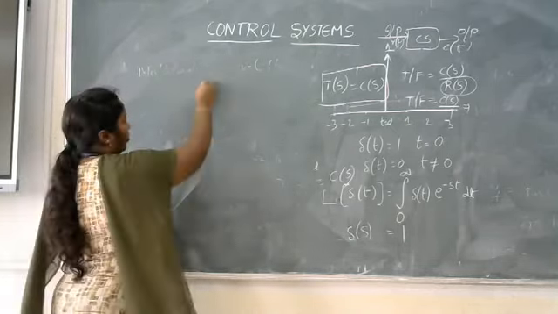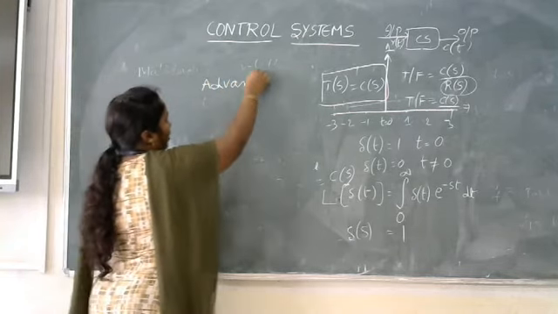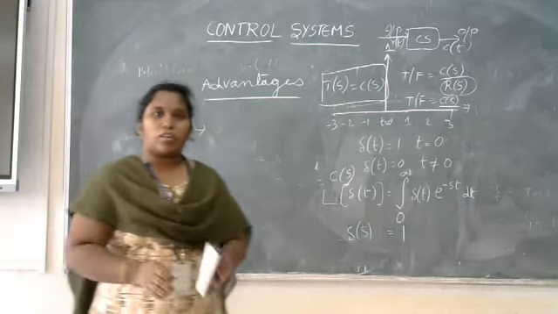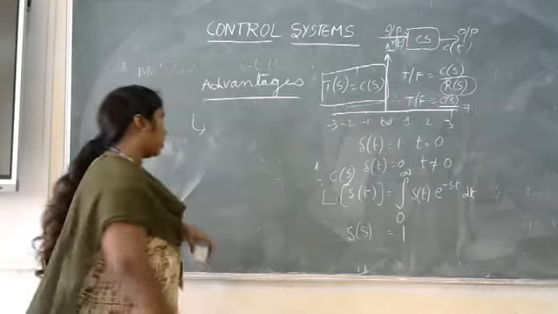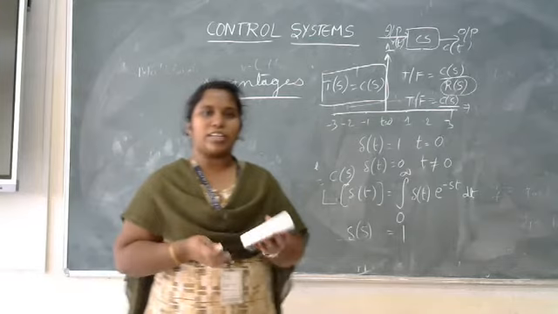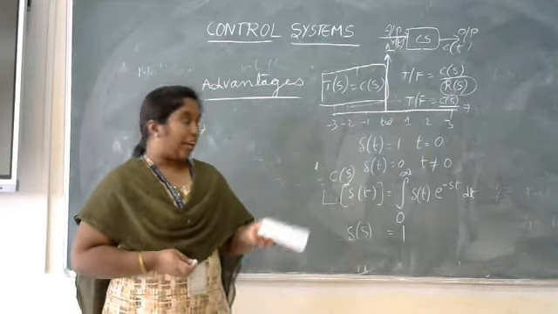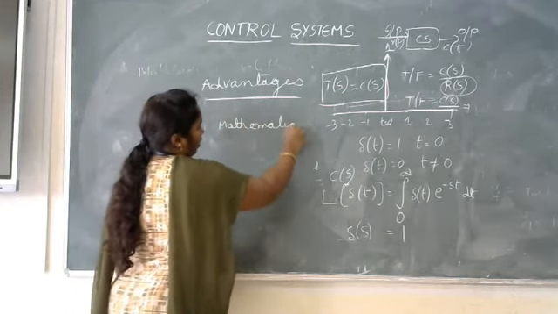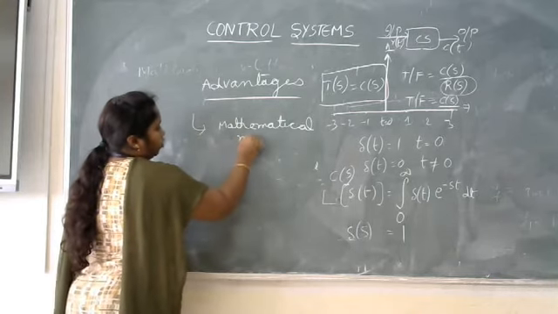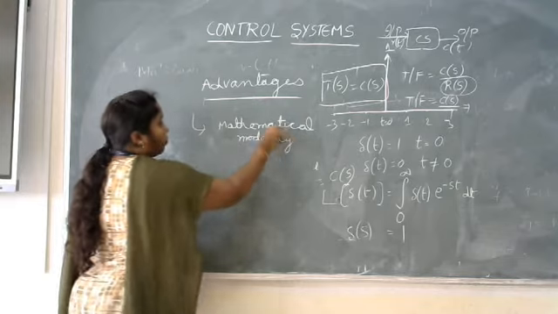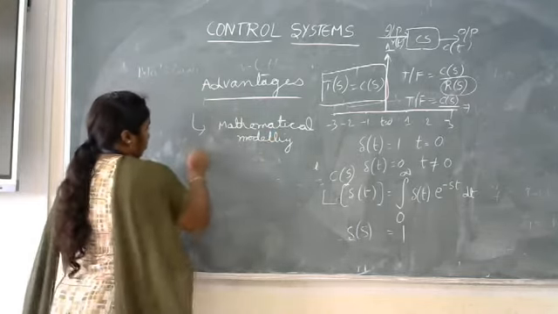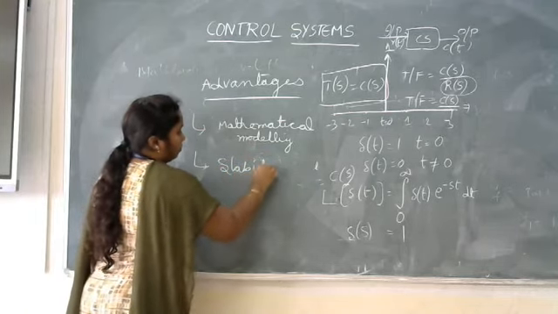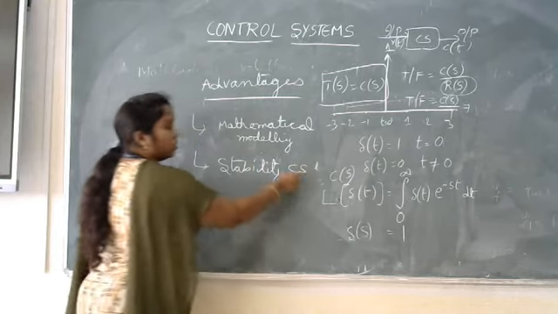Coming to the advantages of the transfer function, by using this transfer function we can obtain the mathematical model of every component in that particular control system. If for example I am using so many elements in a control system, then I can obtain the mathematical modeling of each element. The second advantage is I can obtain the stability of that particular control system.